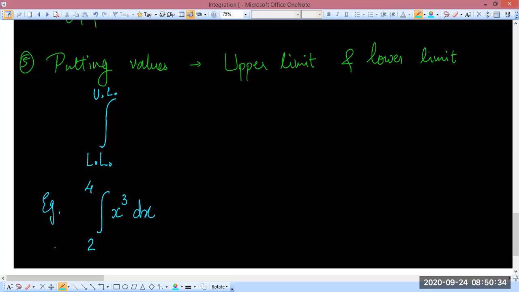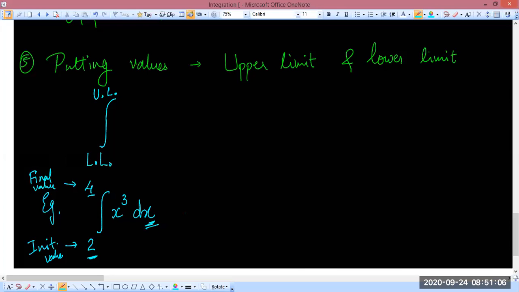the initial value, meaning starting value, of x is 2. And the final value, called the upper limit, of x is 4. Understood? Final value of x is 4. Listen to this very carefully.